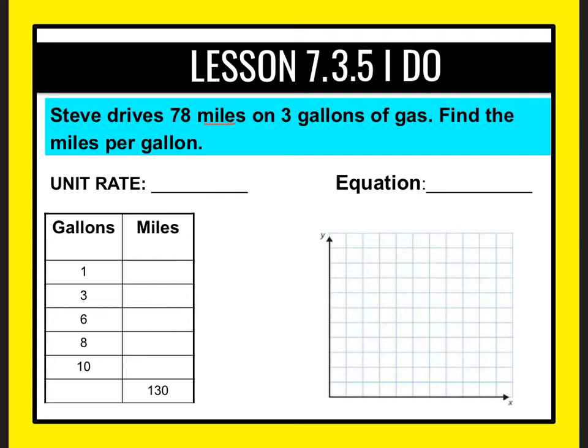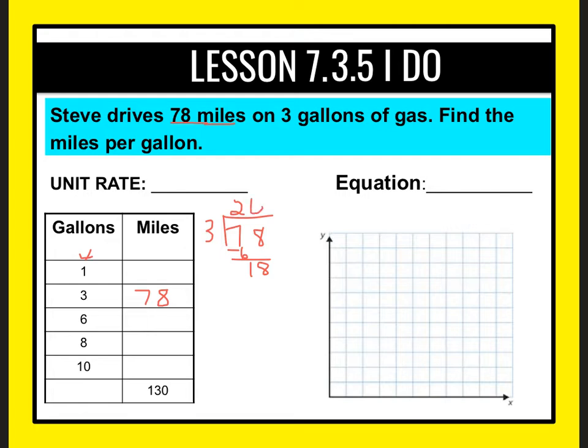Well, here it says that Steve is actually driving 78 miles on 3 gallons of gas. So we know that he can go 78 miles on 3 gallons of gas. I want to know how many miles he can get for 1 gallon of gas, right? So again, if I take 78 and divide that by 3, that's going to give me my unit rate. And that's one thing that you definitely want to always do: find that constant rate, that unit rate.